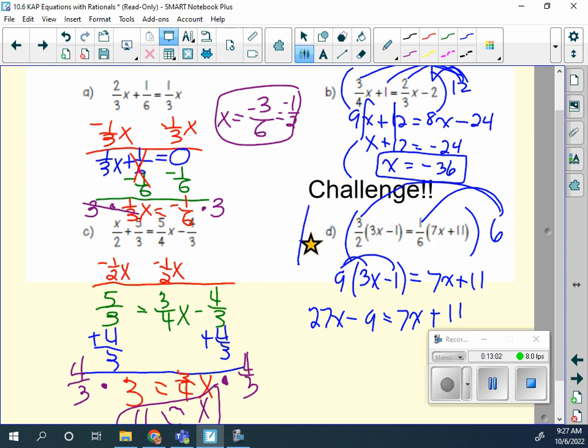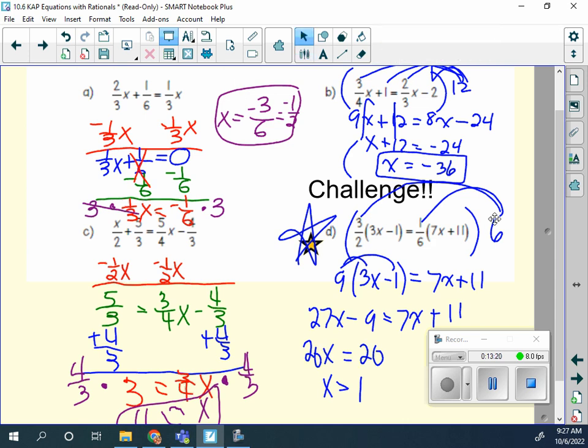Guys, there's a reason why we put a big challenge star on this. This is not going to be tested for you. This is next year stuff, but I figured I would expose you to it. Okay, so we would subtract 7x, add 9, next like algebra. I got x equals 1. Did everybody get that?